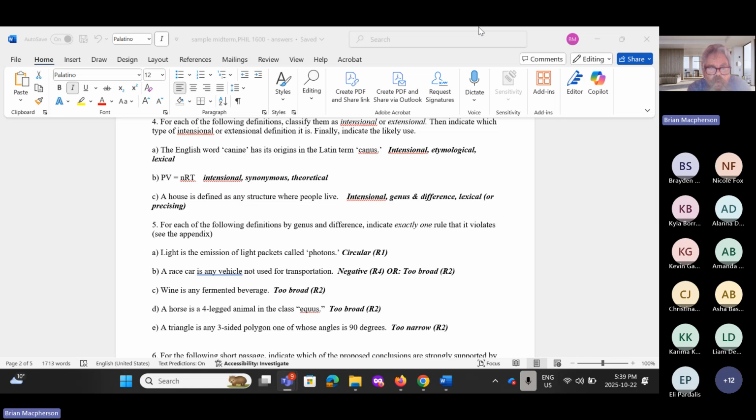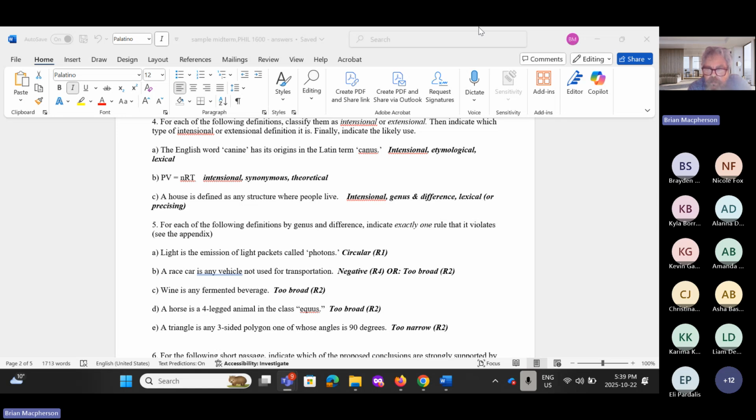Number C, wine is any fermented beverage. Well, there are a lot of fermented beverages. There are beer, whiskey and stuff like that. So clearly that definition is too broad. There are a lot of fermented beverages besides wine. Number D, a horse is a 4-legged animal in the class Equus. Okay. Now that definition is too broad.